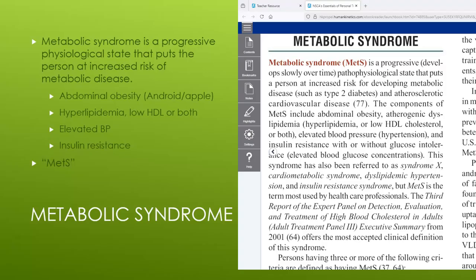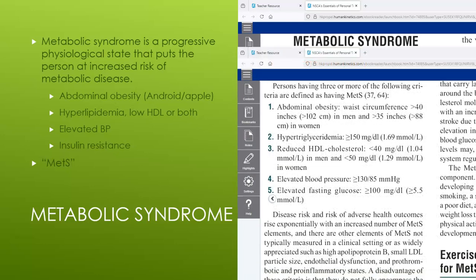Now, they talk about abdominal obesity, Android, meaning Apple. They also talk about hyperlipidemia, meaning increased lipid profiles and or having low HDL. You have an elevated blood pressure, the insulin resistance we'll get into, and they refer to this from here on out as MET-S. So don't get confused when they say MET-S, it means metabolic syndrome. And these are the bullet points they give to you.